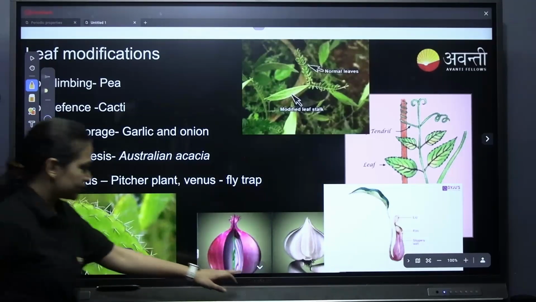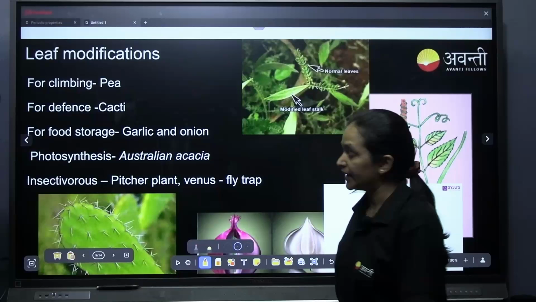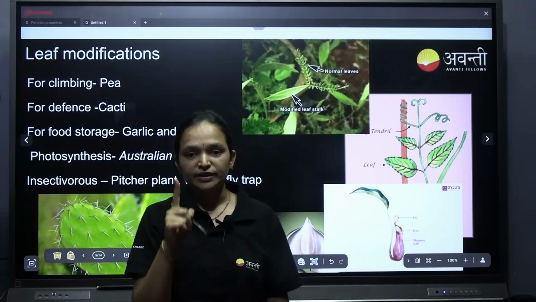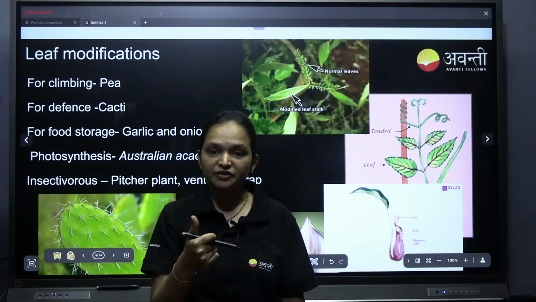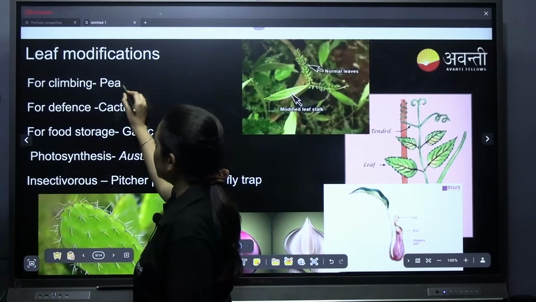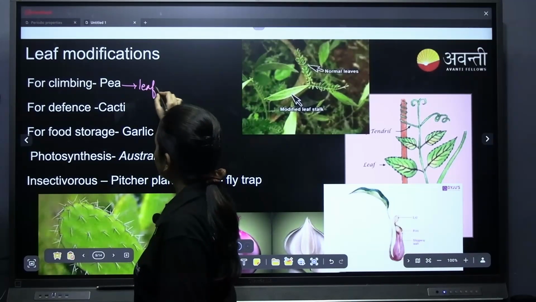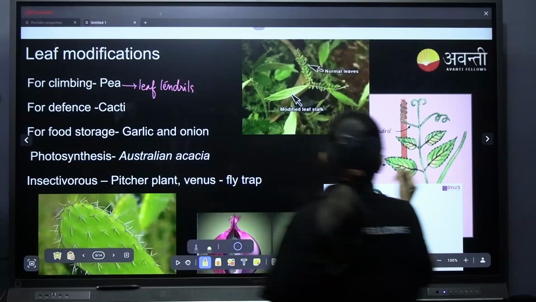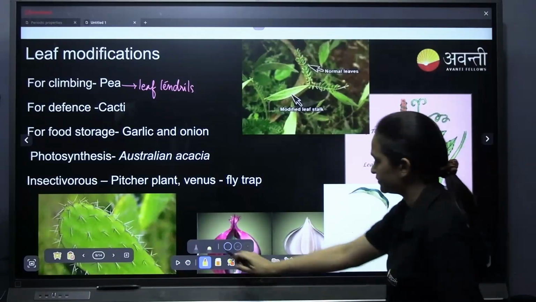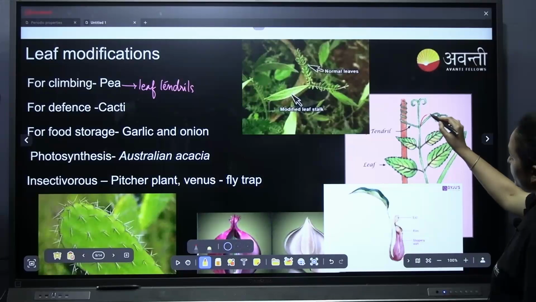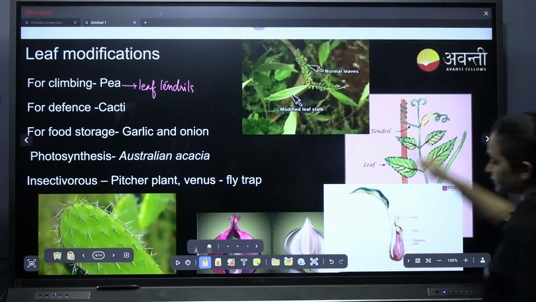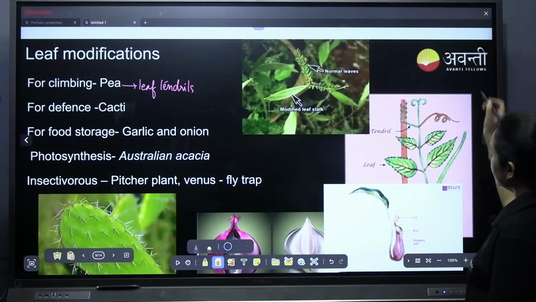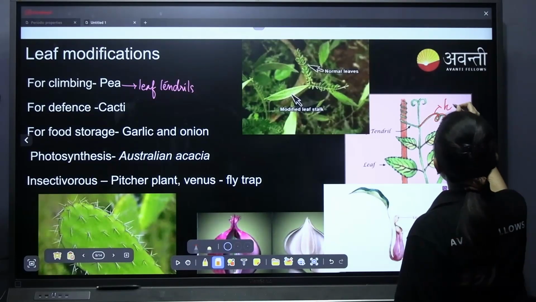that is leaf modification. If you see the leaf modification, leaf will be modified for many purposes, that is for climbing. Another one for climbing in climbers, that is stem modification, that is stem tendrils. Here for climbing, example pea, this is leaf tendrils. If you see here, this is a leaf tendril. There should be a leaf here, but there is no leaf. There should be a leaf here, but there is no leaf, but there is a tendril. This is called leaf tendril.